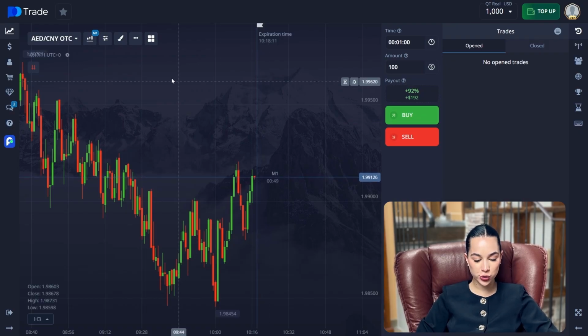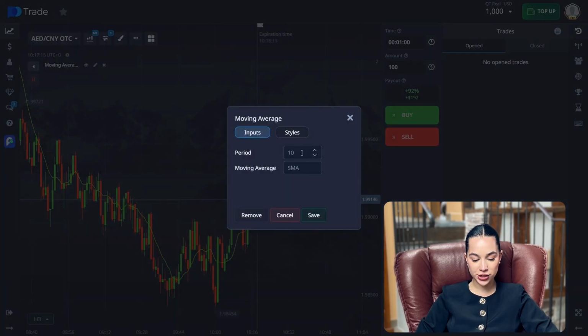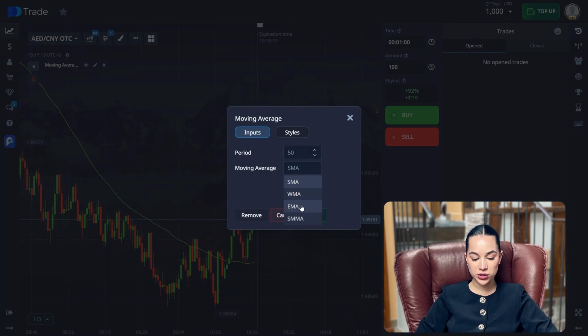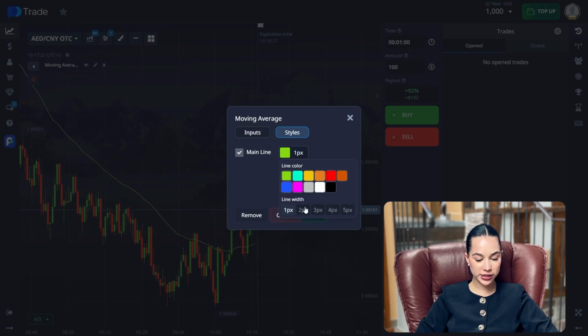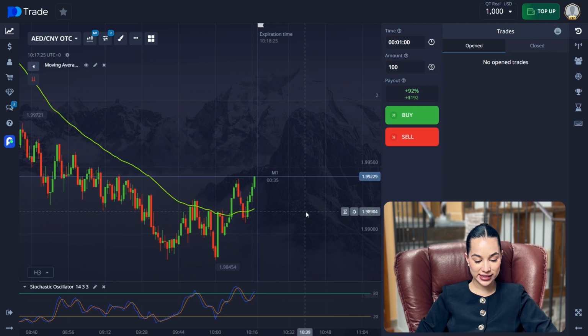So firstly, I choose moving average and I change the period to 50 and the moving average type to EMA. We'll leave the color the same. Then we choose stochastic oscillator. Here it is. And in stochastic, we wouldn't change anything.